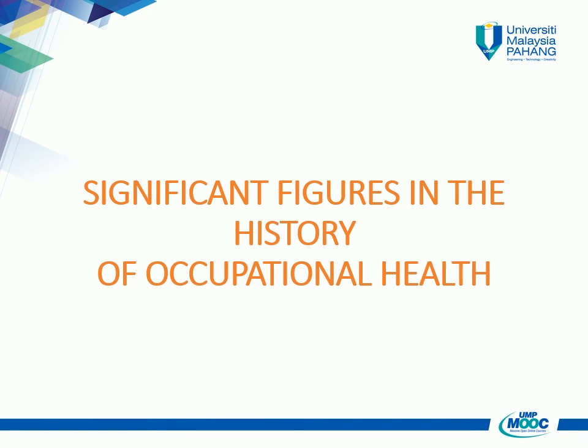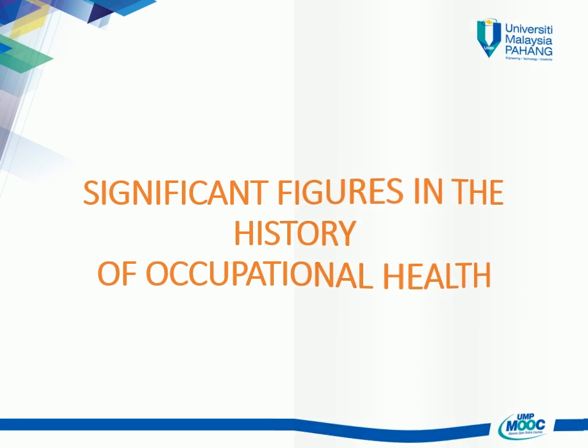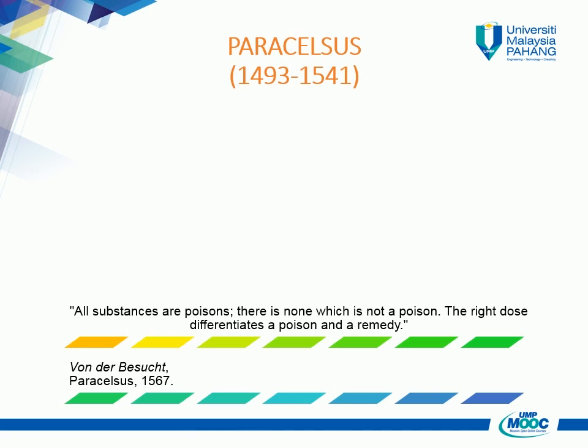Now, let's start to get to know several significant figures in history that made occupational health policy possible in the history of the Industrial Revolution. There are many of them, but we will focus on several that contributed particularly to the development of occupational health. Firstly, we will learn about Paracelsus.